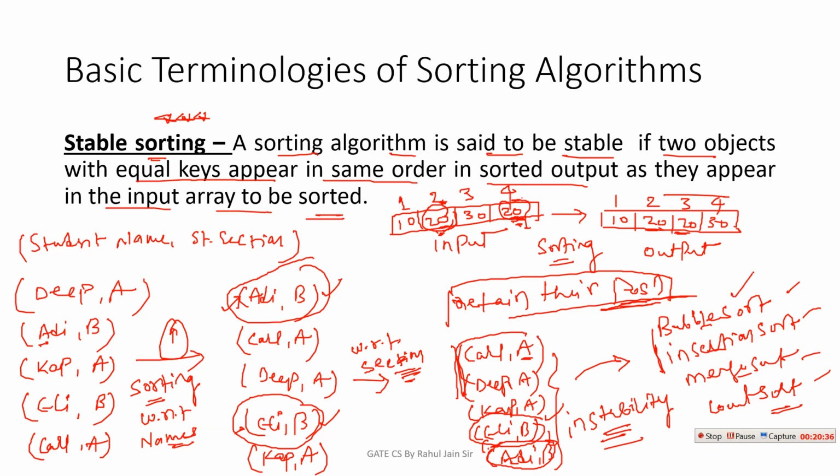So if I use a stable sorting algorithm, I will get Adi first in the output and Eli after that. But if I use quick sort or heap sort, I may get this other output. I am not saying that I will 100% get it, but I may, because quick sort and heap sort are unstable sorting algorithms. They are unstable by nature. Which are unstable? Quick sort and heap sort. But if I use the stable algorithms, I will 100% get Adi first and then Eli. So I think the meaning of stable sorting is clear to you here.